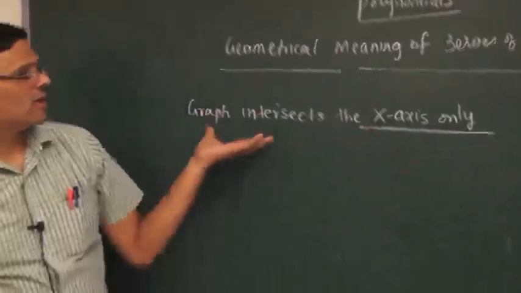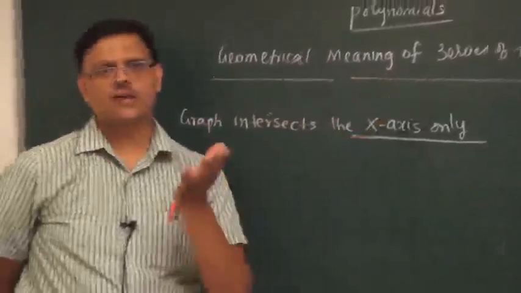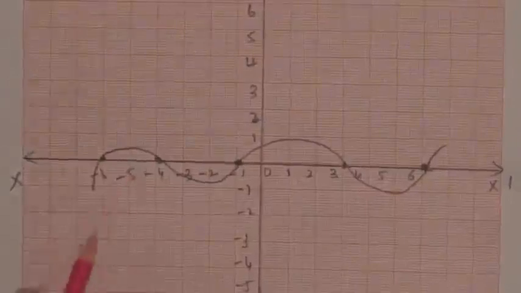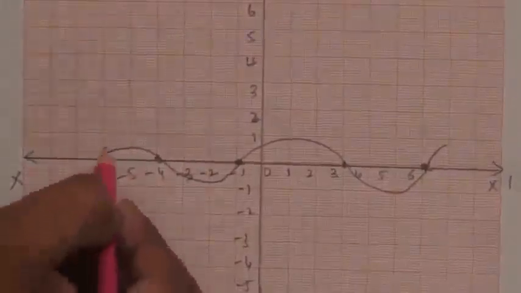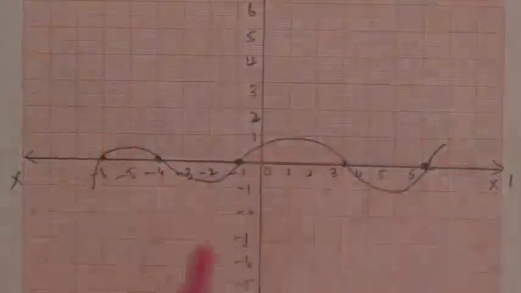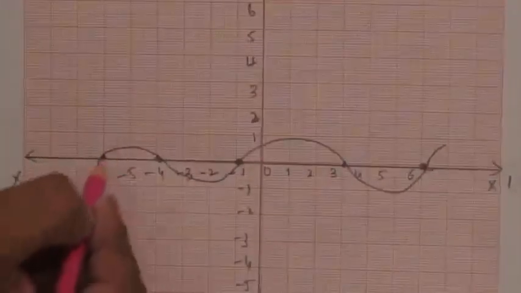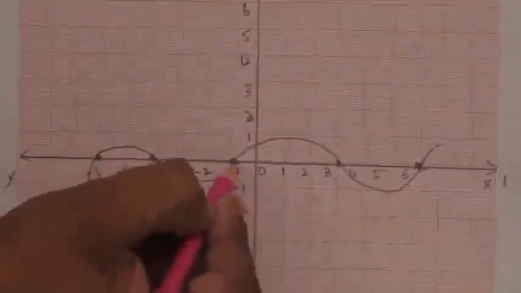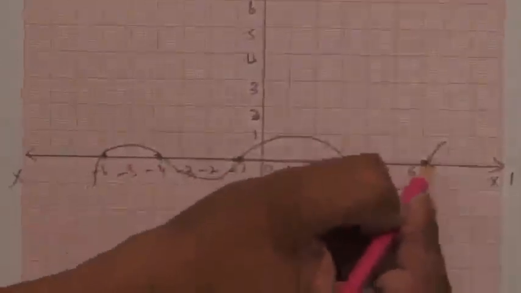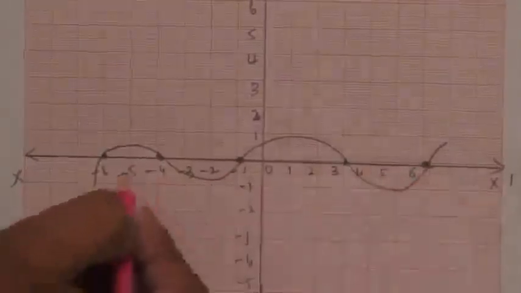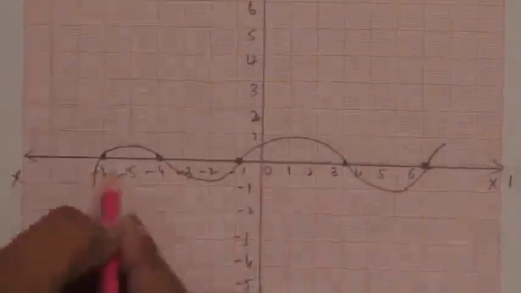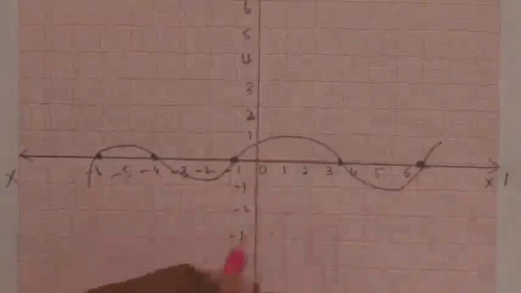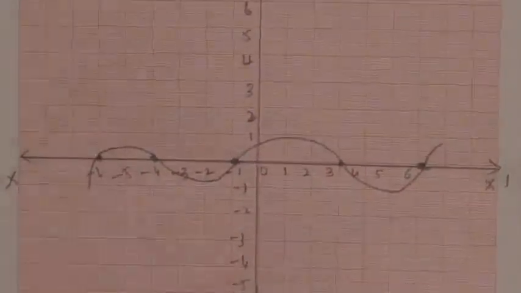So let us move on to the geometrical meaning by using the graph sheet. Now let us start to find the number of zeros in the given graph. See here, this graph intersects the x-axis at points 1, 2, 3, 4 and 5. The number of points at which this graph intersects the x-axis is 5. Therefore, the number of zeros of the given graph is 5.